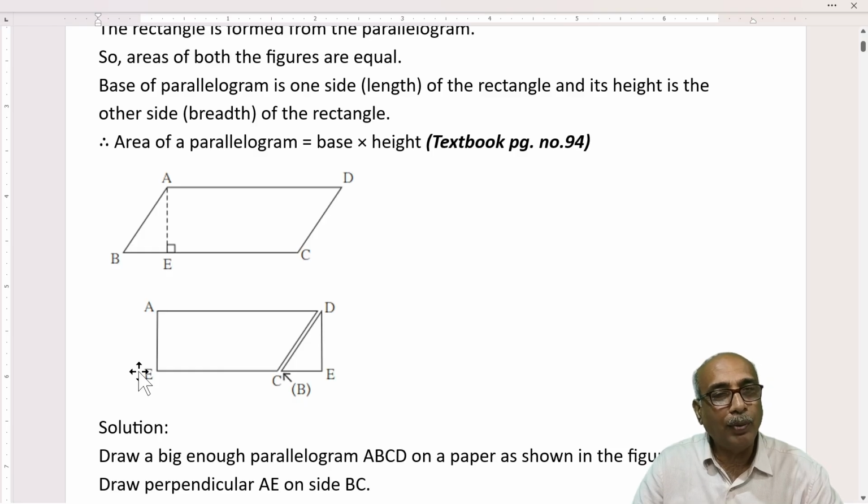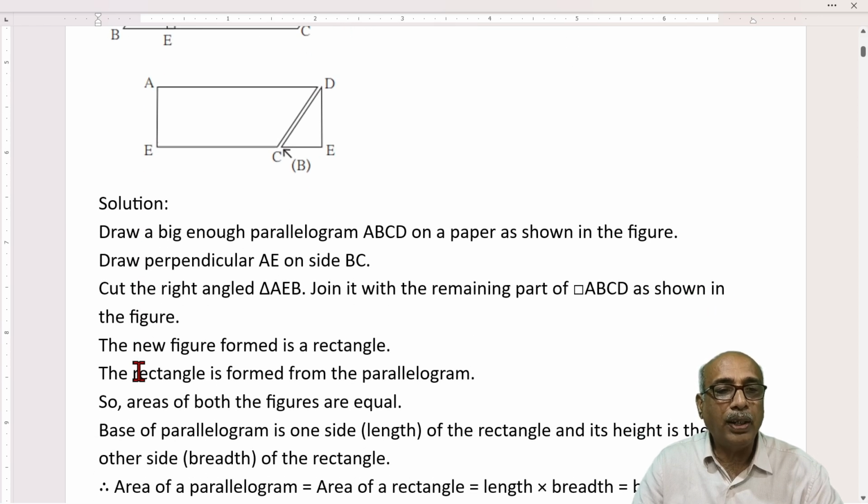Very clear? And what is the area of a rectangle? Length into breadth. Draw a big enough parallelogram ABCD on a paper as shown in the figure. Draw perpendicular AE on BC. Cut the right angle triangle AEB. Join it with the remaining part of quadrilateral ABCD as shown in the figure.